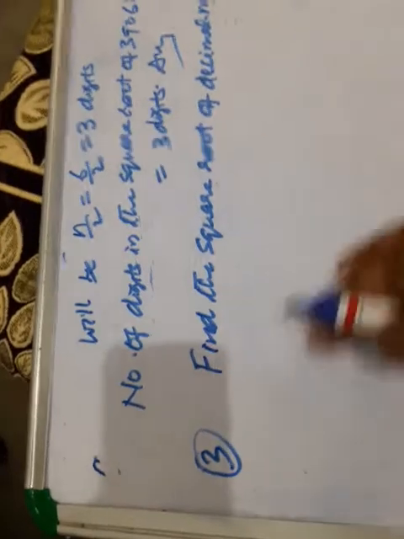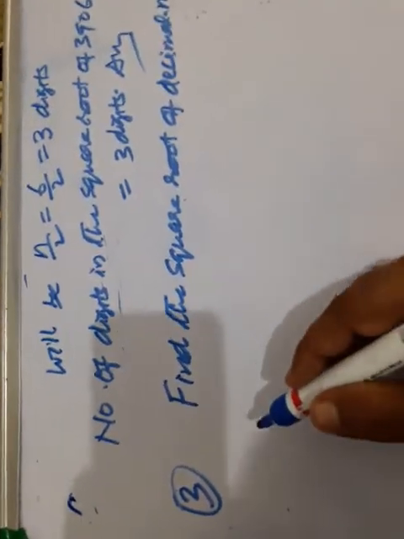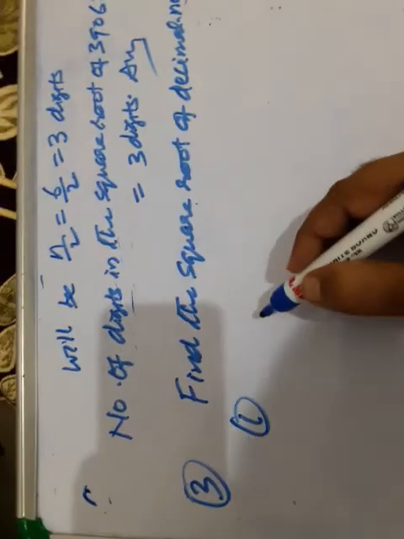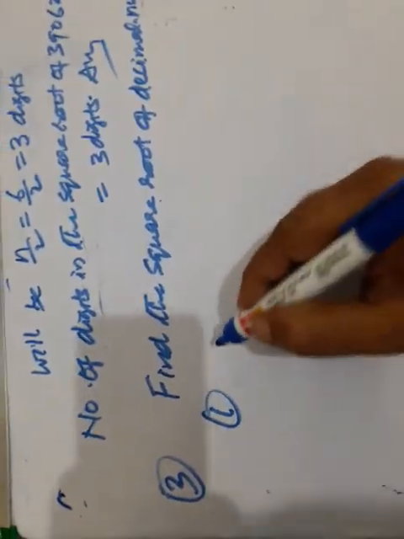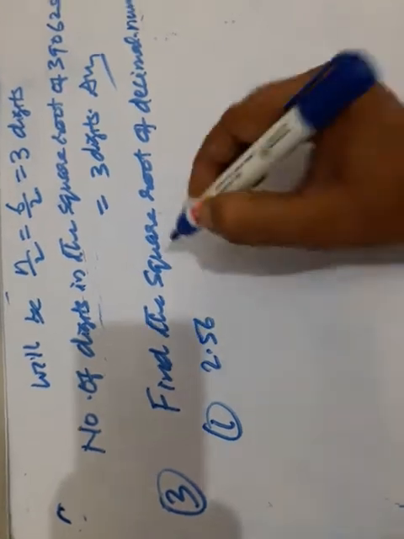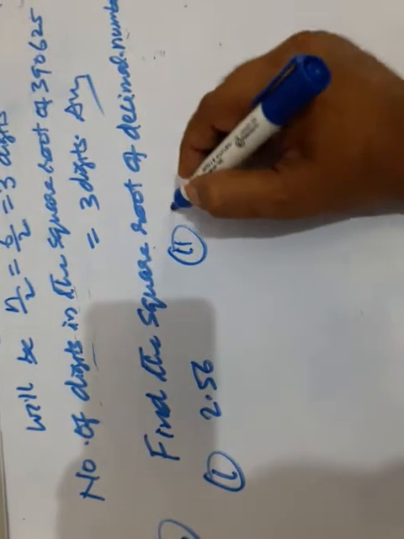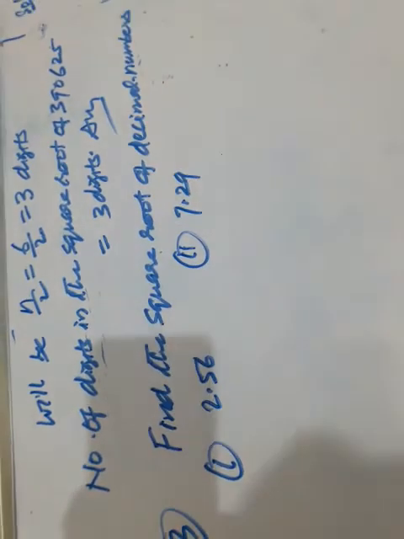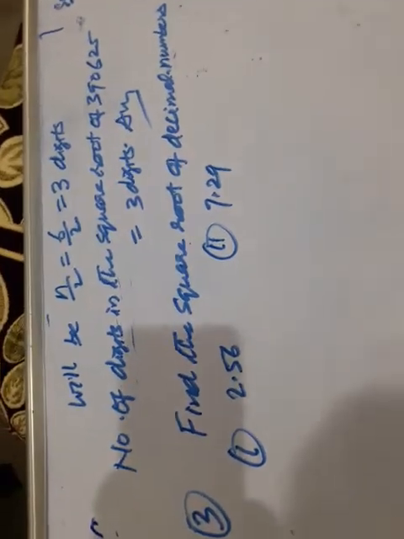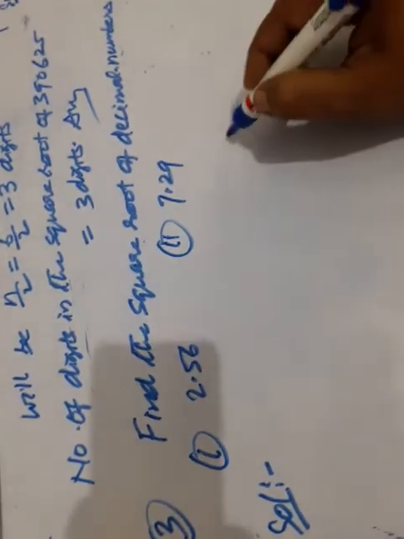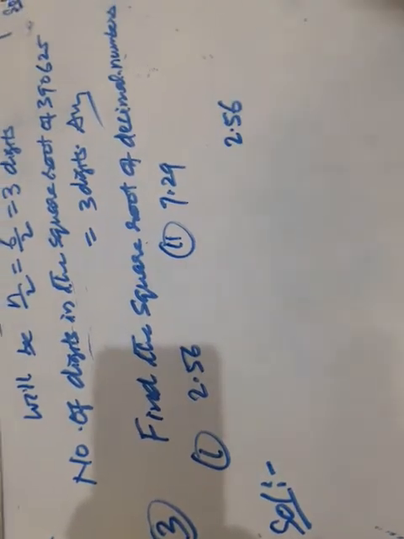How will you find out the square root of decimals children? Let us take a few questions. The first one is 2.56 and the second one you take is 7.29. How will you find out, children? Here the first and foremost thing is to make pairs. 2.56 is the number.